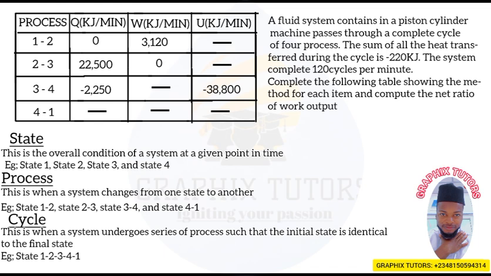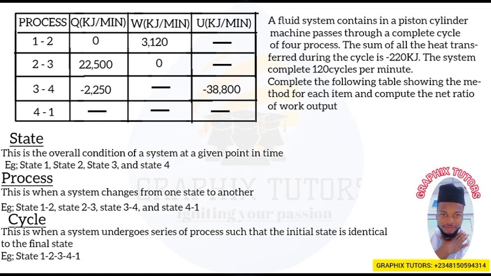Now, the next parameter here is the W, and the W is the work, in kilojoule per minute. Both of them are in kilojoule per minute. So the work at process 1 to 2 is 3,120, and the work at process 2 to 3 is 0, so there's no work done here. And the work at process 3 to 4 is not given, so we are going to look for it. That's why you see it dashed here. The work at process 4 to 1 is also not given.